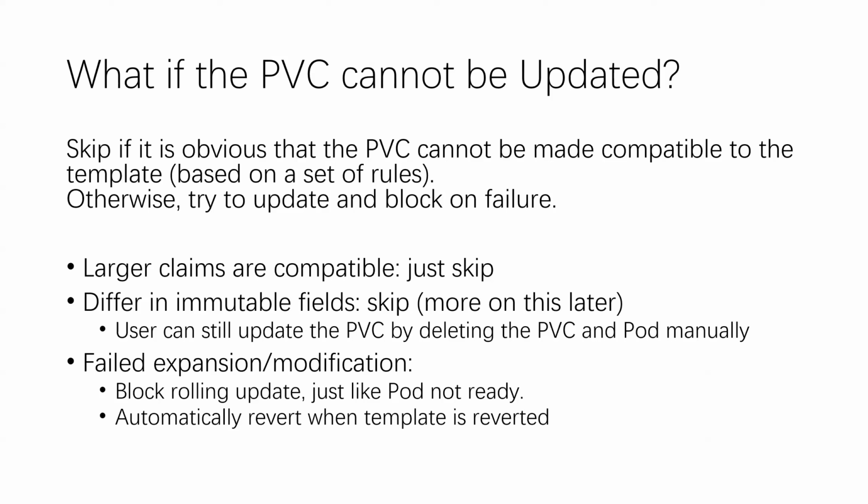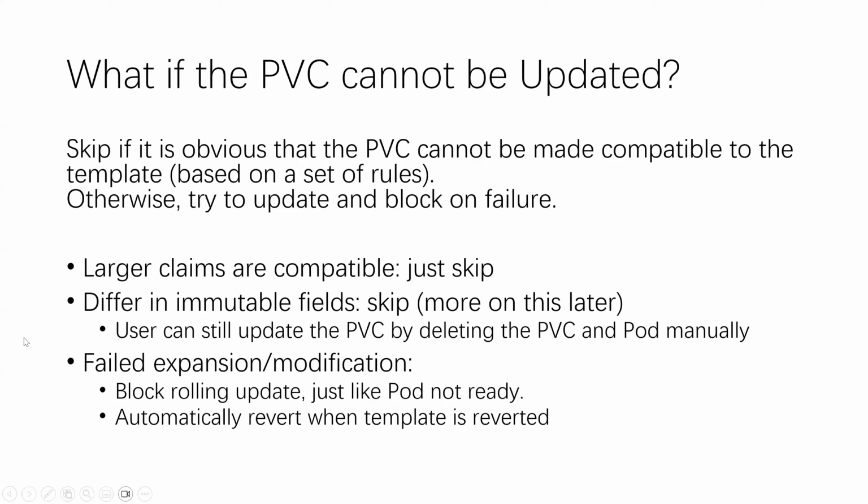So in this case, here's my proposal. In one sentence, that is, skip if it is obvious that the PVC cannot be made compatible with the templates. This is based on a set of rules which is introduced later. Otherwise, we will try to update the PVC, and if we fail to update it, we block on the failure. So the user will need to intervene to deal with it manually.